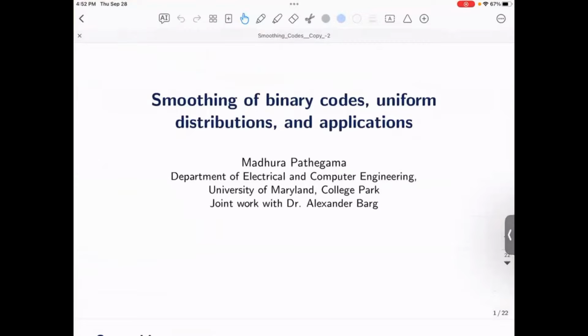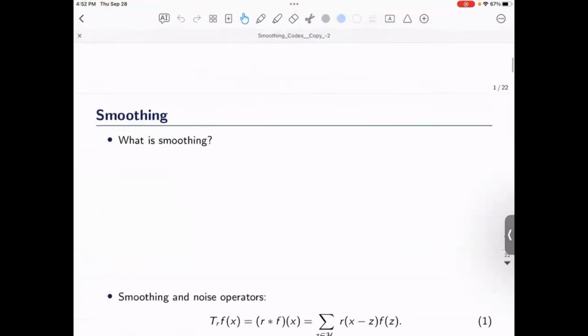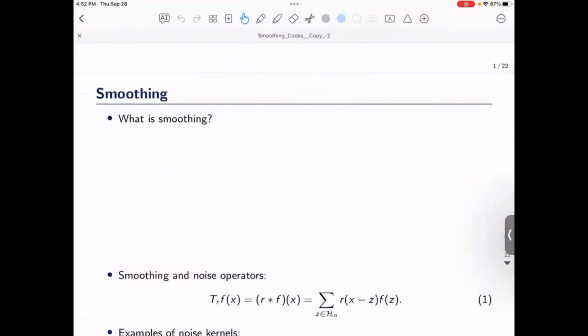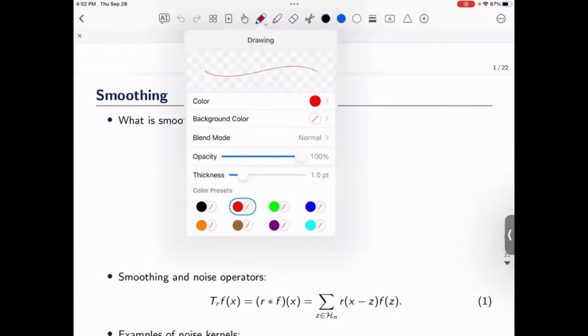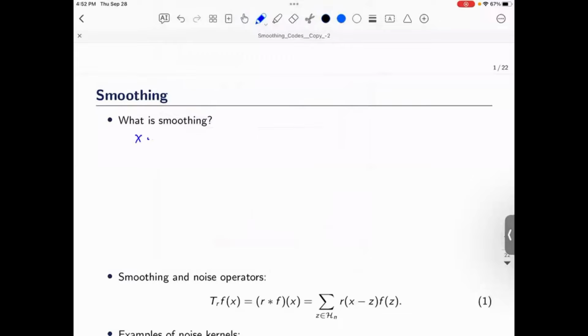Hi everyone. The talk is about smoothing of binary codes, uniform distributions, and applications. First, what do we mean by smoothing? Let's say we have a random variable x on real space whose probability distribution or probability density function looks like this.